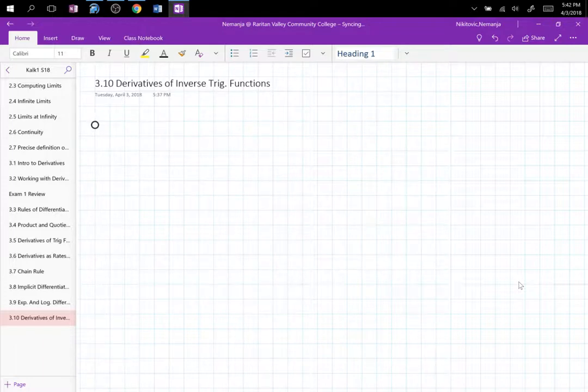The goal for today is to finish chapter 3. We have a very short section first, 3.10, on derivatives of inverse functions. We have 6 formulas, and we're not going to derive them. Derivations are in the book. They are straightforward using implicit differentiation.